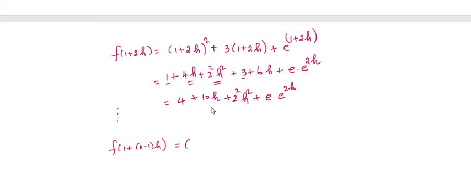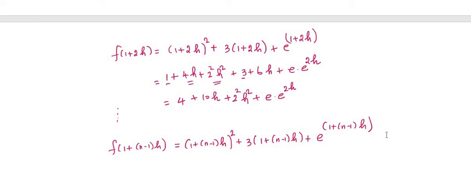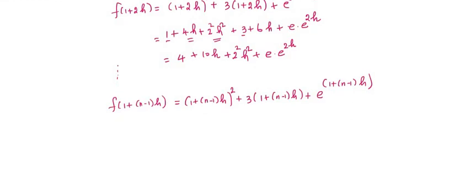See here, the first term: 1 plus (n minus 1)h the whole square, plus 3 into (1 plus (n minus 1)h), plus e power 1 plus (n minus 1)h. Can you follow me? Yes, good. Now see the next step. We have to expand and we have to group the terms.